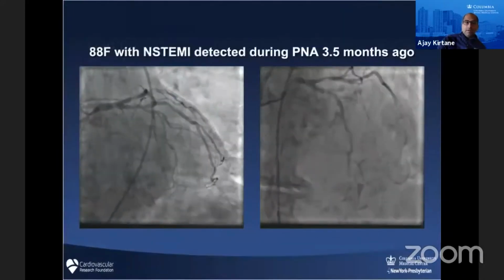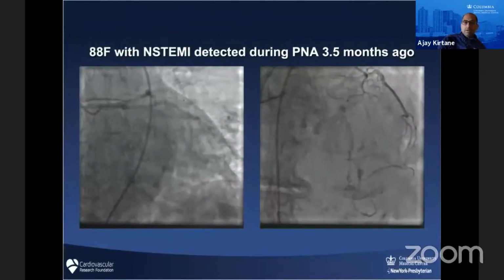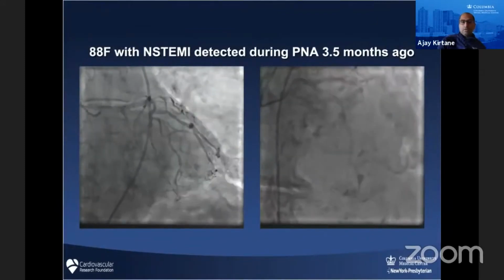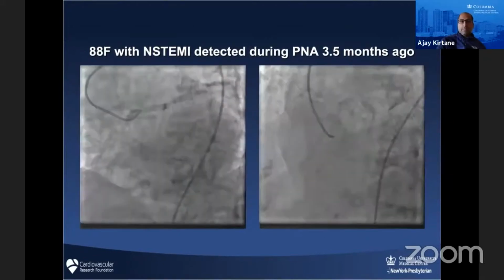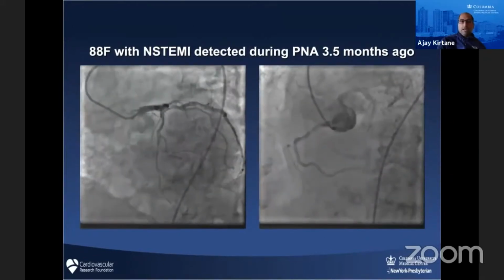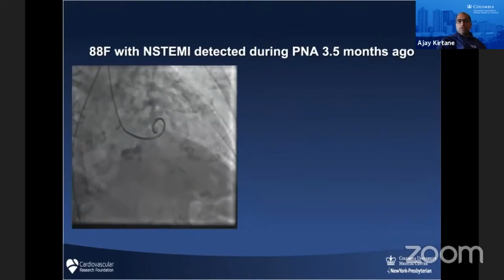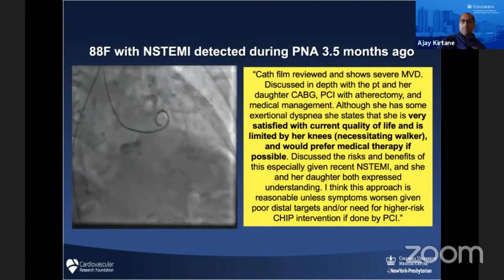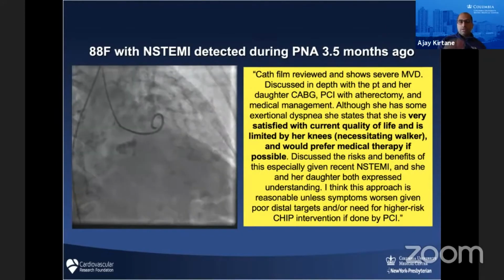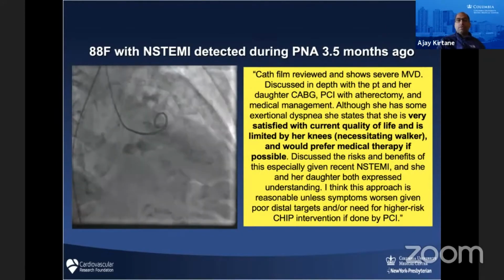This is an example of an 88-year-old woman who had a non-STEMI with a pneumonia episode 3.5 months ago. She was at home. She was doing fine. She came in for referred PCI. The disease is horrible, as you can see. And when I spoke to the patient and her daughter, she said that she was fine and she was satisfied with her current quality of life, limited by her needs, and knew that she was going to have a high-risk intervention and preferred to avoid it. So we left it alone.